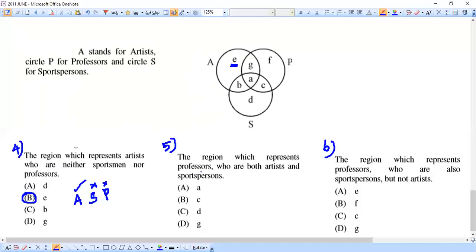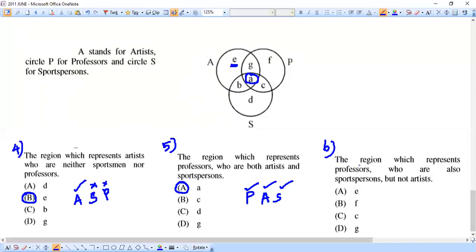The region which represents professors who are both artists and sportsmen. So we need professors who are both artists and sportsmen. That means we should take the entry which belongs to all three. It is very easy for us to say, the value we have at the middlemost, A, that will be what is common to all the three, correct? Artists, professors, as well as sportsmen. So all three combined we can see only at the region A. That means A will be the answer, and A matches with option A itself. So answer A.